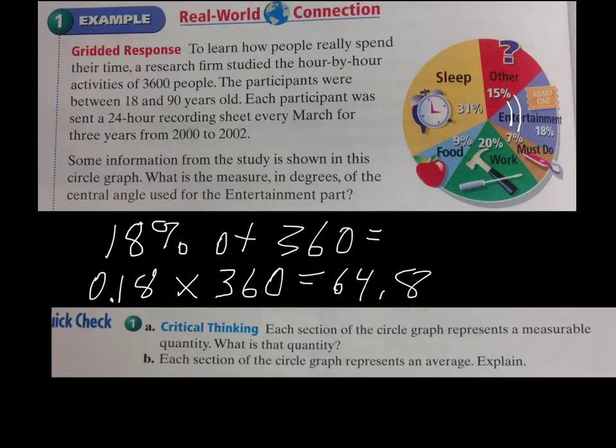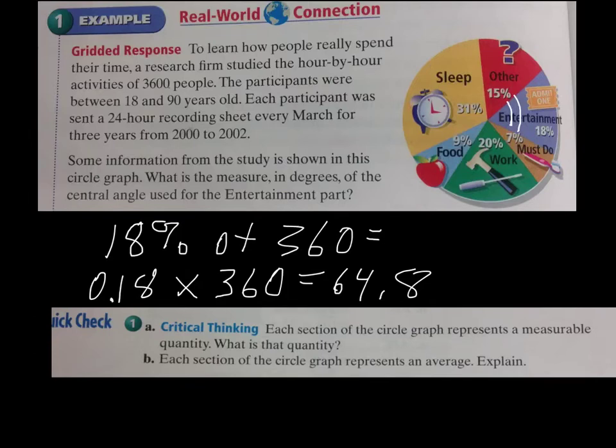Quick check number 1 says that each section of the circle represents a measurable quantity. What is that quantity? Please pause the video while you try to figure this out. Hopefully you would agree that the graph is representing how much time is spent in each of these areas. So basically it would be the number of hours that the participants are spending doing these things.